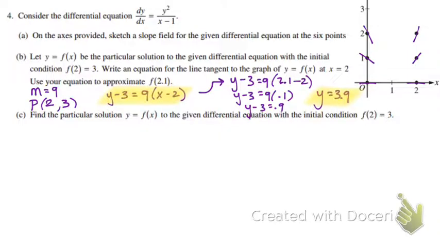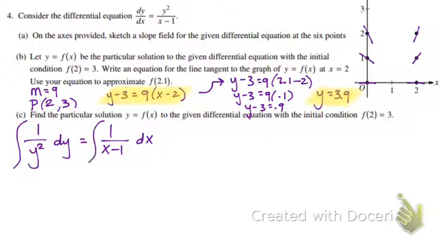Part C says to find the particular solution to the given differential equation with the initial condition that f of 2 equals 3. So now let's go ahead and solve this. The first thing I want to do is separate these variables. I'm going to leave my x minus 1 over here on this side, and it's going to stay in the bottom of the fraction. However, I'm going to divide y squared over to the left-hand side. So if I divide it over, I get 1 over y squared, and I'm going to multiply dx over to the right-hand side. So I have 1 over y squared dy is equal to 1 over x minus 1 dx.